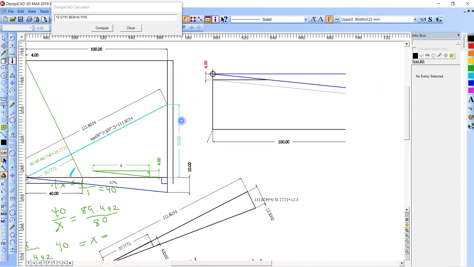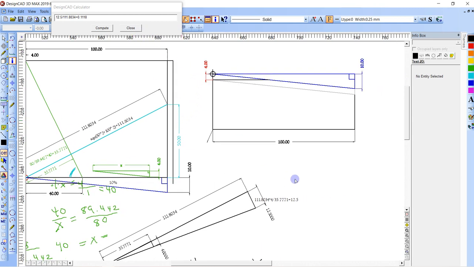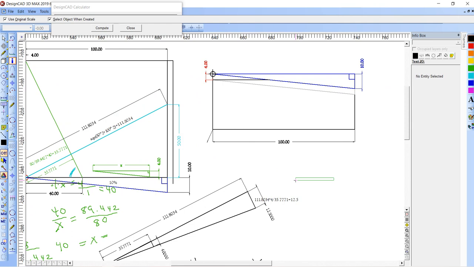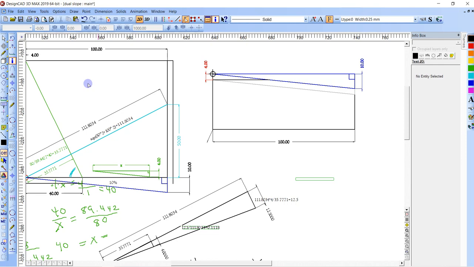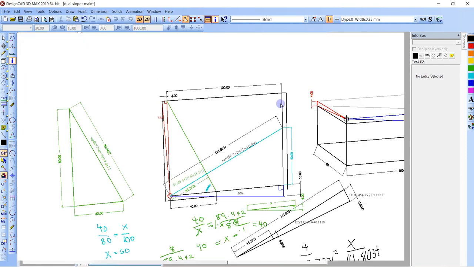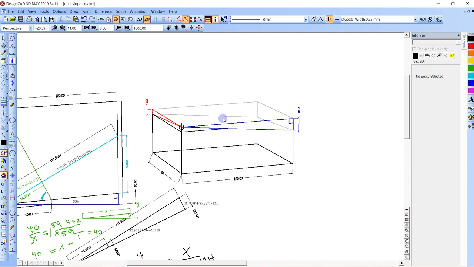But maybe I'm wrong. Let's look at the 3D model and see. Control V. That should be that, right? 12.5 divided by, yeah, that would give you, at least the math is right. Let's look at the 3D model and see. So 50.